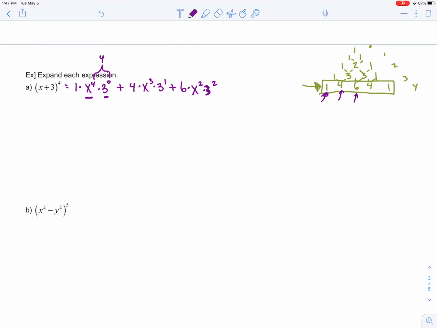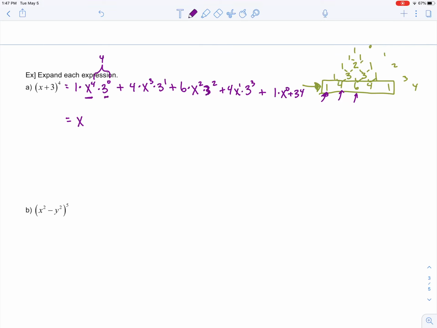So notice that the exponents will always add up to 4. Plus 4 times x to the first times 3 cubed, plus 1 times x to the 0 times 3 to the fourth. So obviously this is pretty ugly, so we can make this look like a nice polynomial by evaluating the powers and multiplying.